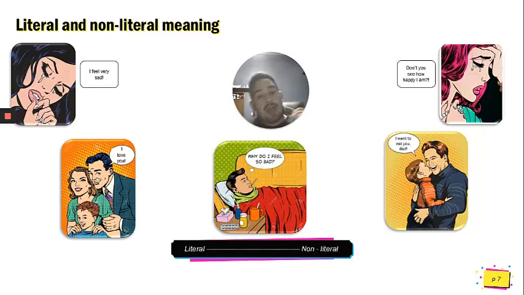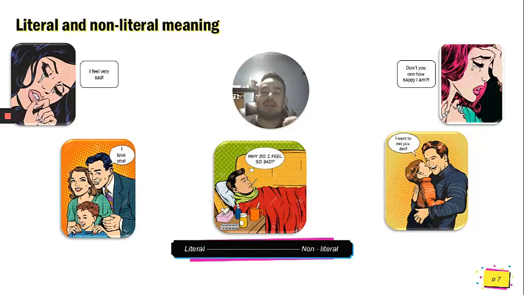On the other hand, we can use metaphors. For example, we have here this image of a boy saying to his dad, I want to eat you, dad. Obviously, the boy doesn't want to eat his dad. It's just a way to use a metaphor or to exaggerate the speech in order to express that he really likes his dad.